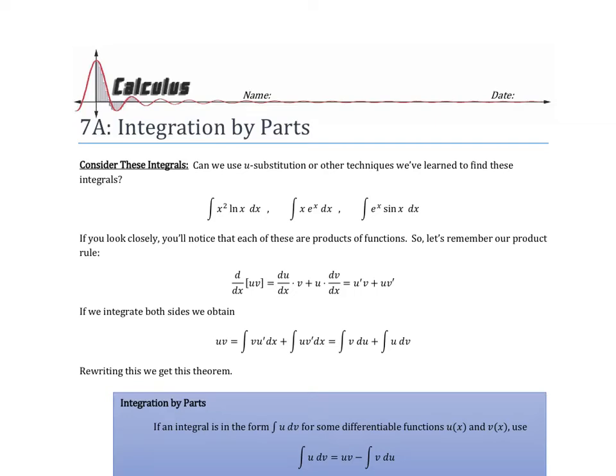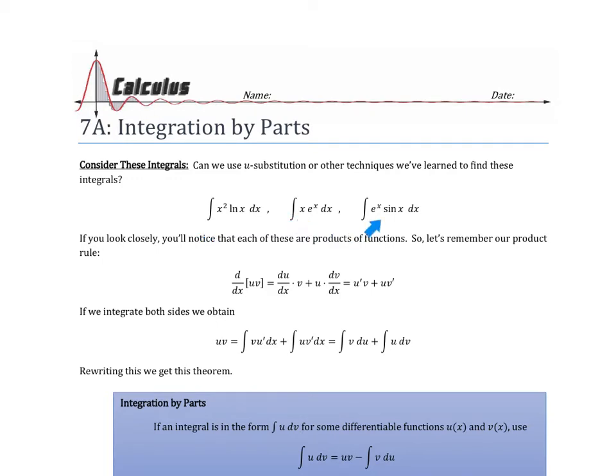So in this unit, we are going to look at some advanced techniques of integration. All right, we've learned how to use u substitution and some other techniques for integrating. And now we run into some problems like these here: x squared times the log of x. Can we integrate that? x times e to the x. Can we integrate that?